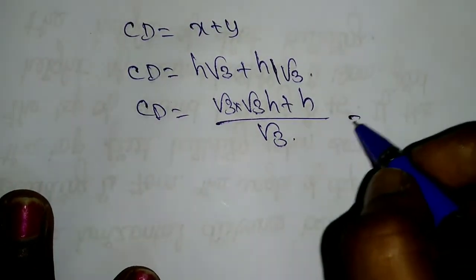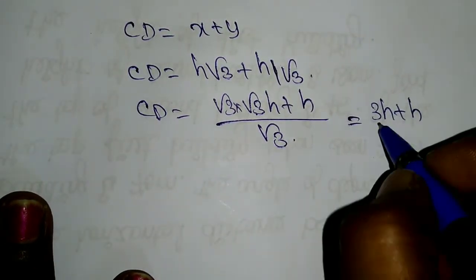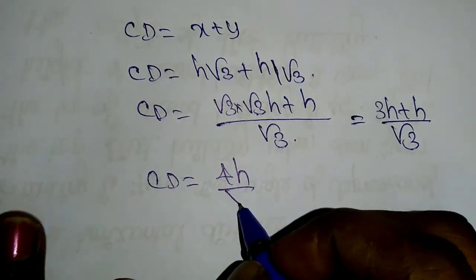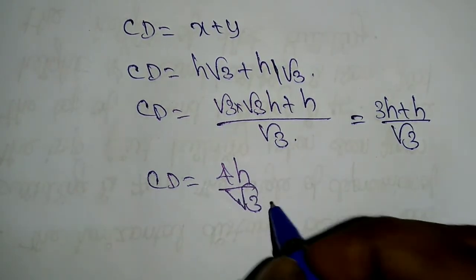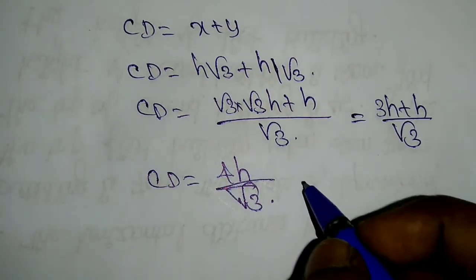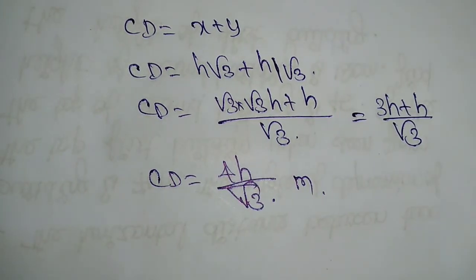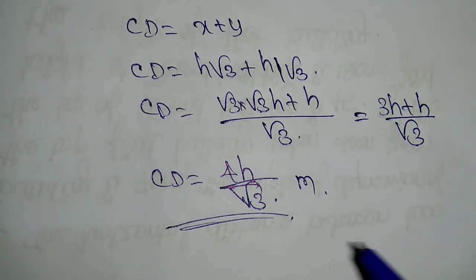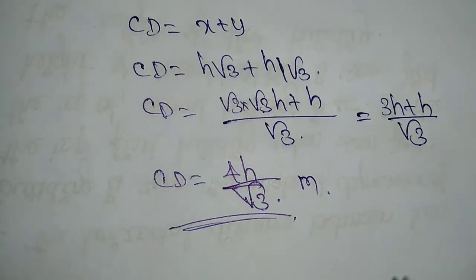So 3H plus H divided by root 3. So CD is equal to 4H divided by root 3. So the distance between the ships is 4H divided by root 3. Hence shown that it is 4H divided by root 3.